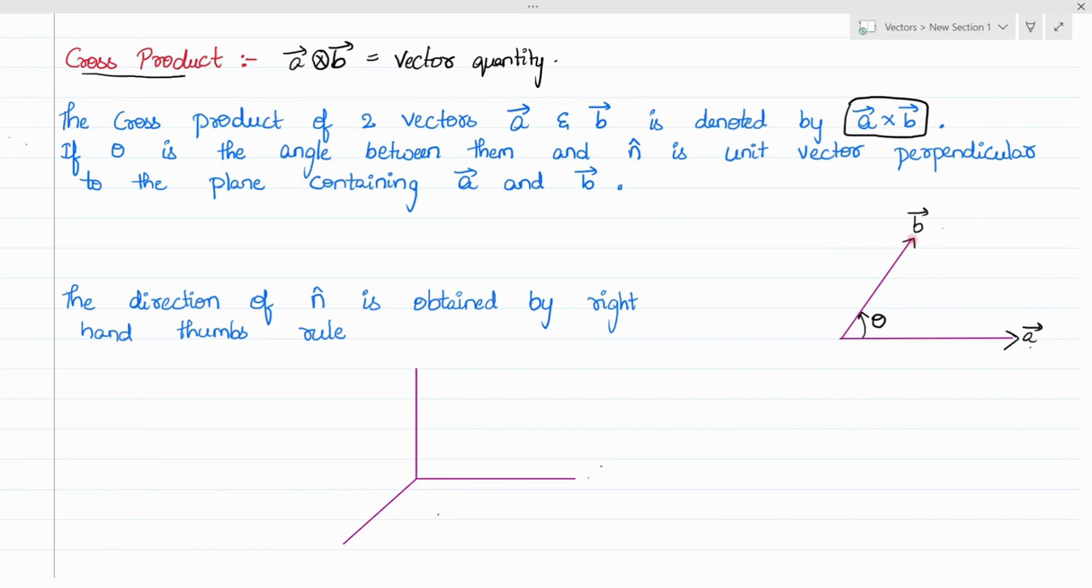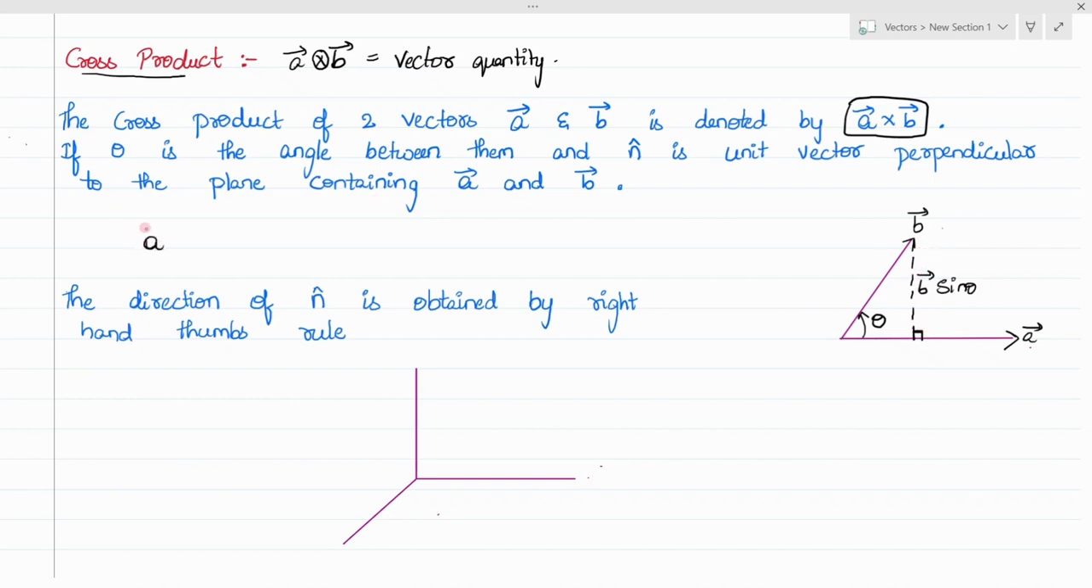Now, for the cross product, we first draw a perpendicular from this B vector to the A vector. Now, what will this length be? It becomes B sine theta, right? And if we take this B vector in the horizontal way, it becomes B cos theta. In the vertical way, it becomes B sine theta. In the dot product, we considered the horizontal direction, but here in the cross product, we are going to take this vertical direction.